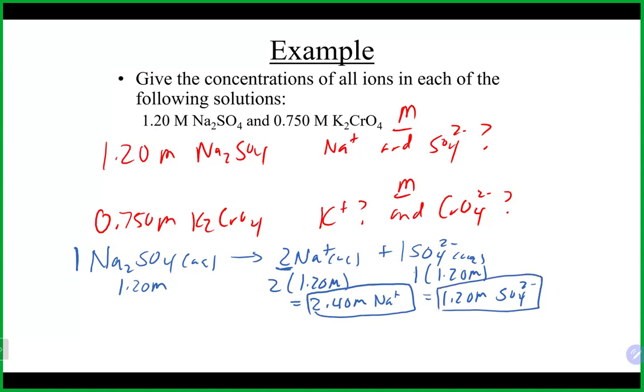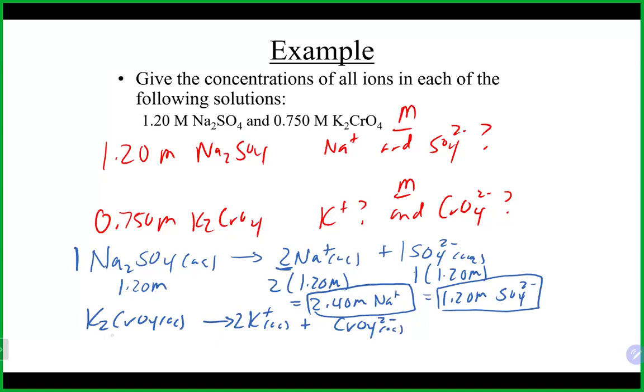We'll do basically the same thing here for our second one. We'll figure out how it's going to break apart. It's going to break apart kind of similar here. So we've got K2CrO4. Because this is a strong electrolyte, it will break apart into 2 K+ and 1 chromate here.